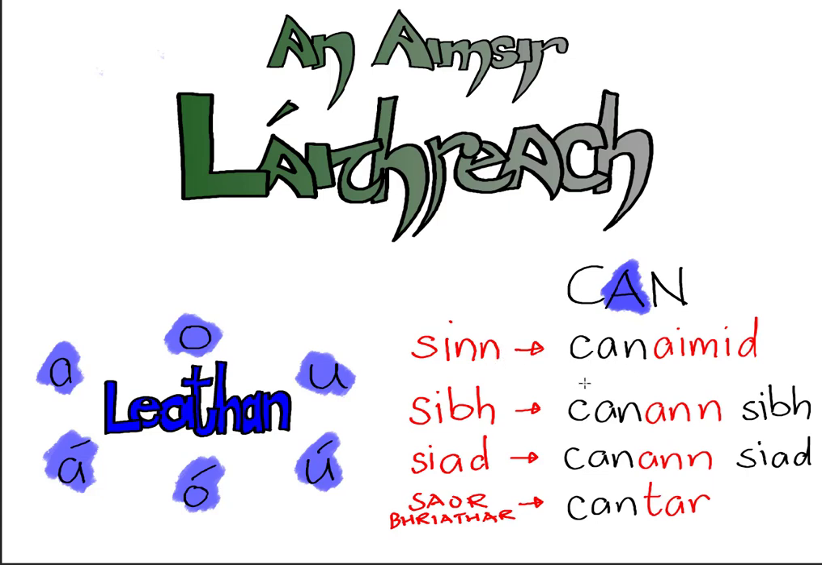So again, they all begin with leathan, broad vowels, and you get canaimid. Don't need the sinn because it's incorporated into the ending. We are singing. Canann sibh, ye are singing, and canann siad, you or they are singing. Then the saorbhriathar is cantar, one sings, or one is singing.